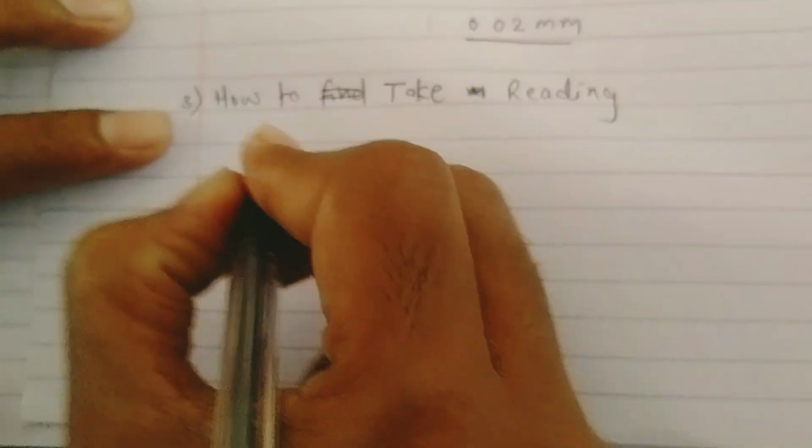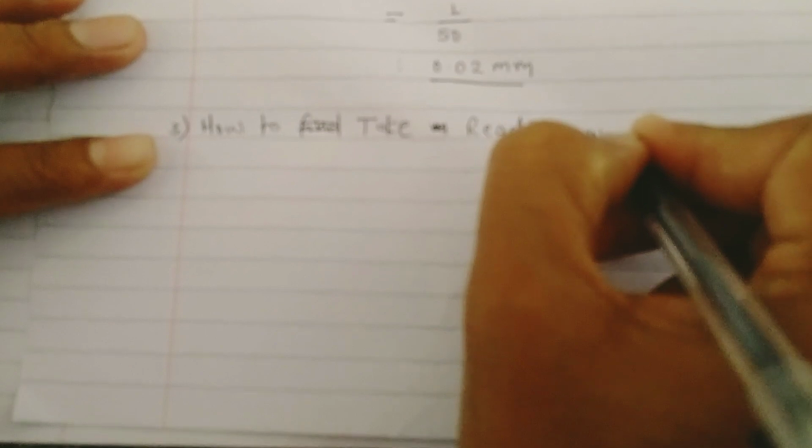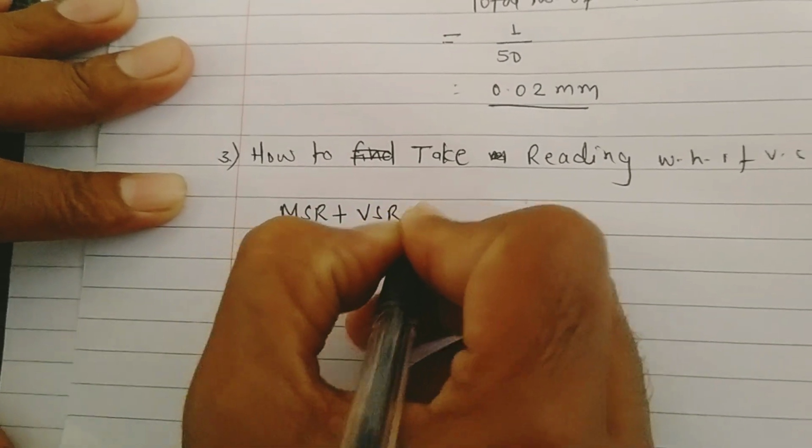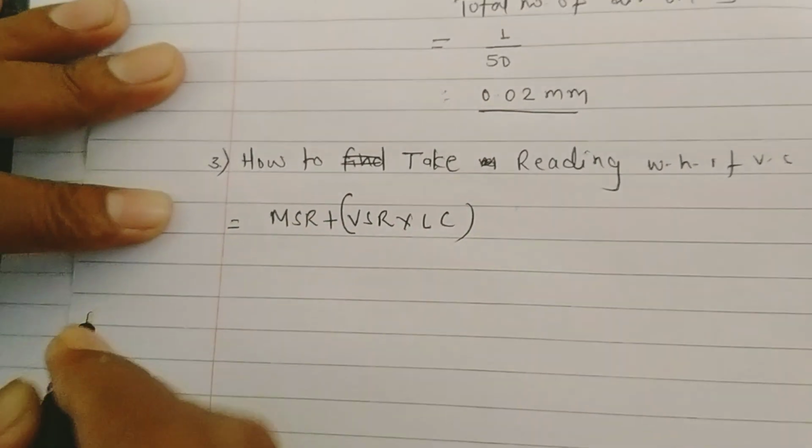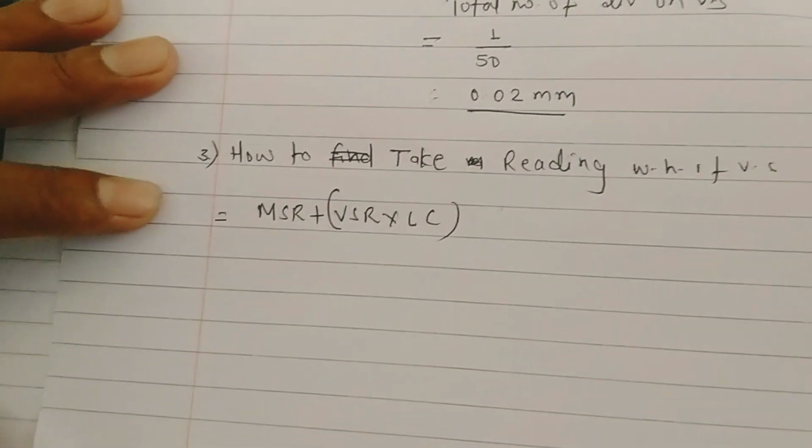Now the third point is how to take a reading with the help of the vernier caliper. We have one formula: main scale reading plus vernier scale reading into least count. Okay, so we have a plug gauge. This is a go no go gauge. So we will measure its dimension with the help of the vernier caliper.